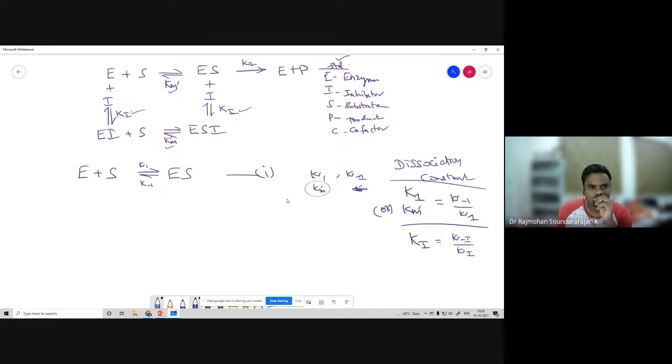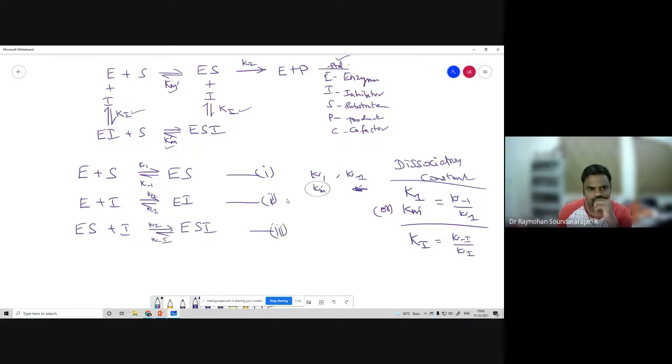Then we have E plus I forming EI with Ki and K minus I, step number 2. Then the forward reaction takes place to form ESI, right? So we have ES plus I forming ESI. Again the dissociation constant is given as Ki. So Ki, K minus I, step 3.